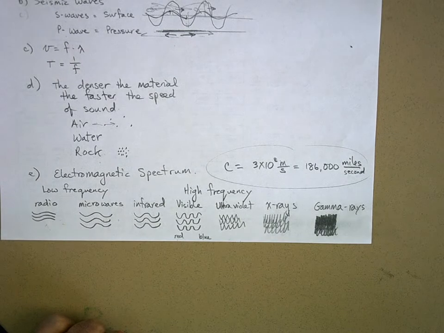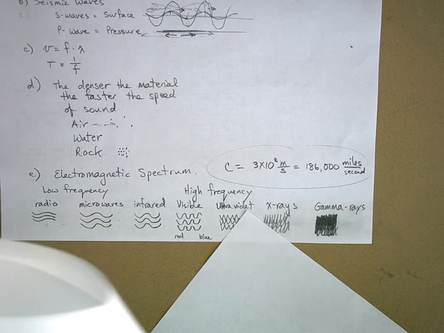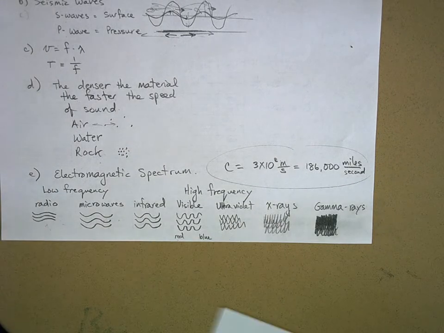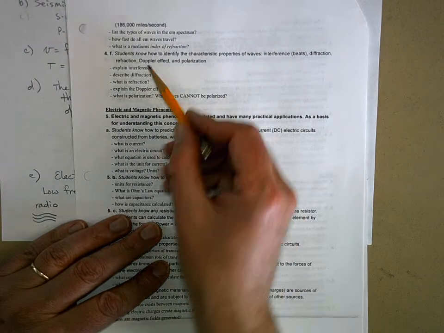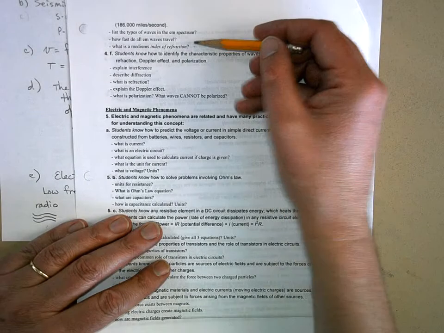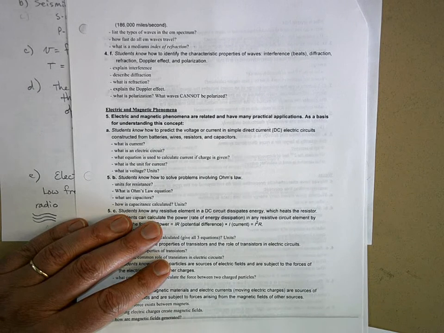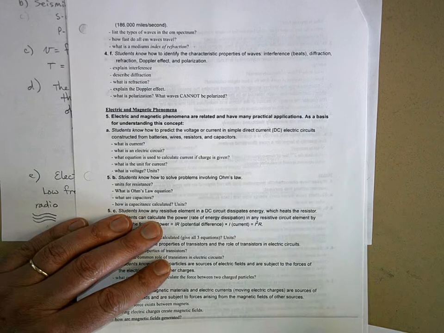Okay, next. Index of refraction. That's right here. Look, the index of refraction tells you how much the speed of light slows down in a material and how well it bends light. So the higher the index of refraction, the slower light travels through it, and the more it will bend light.